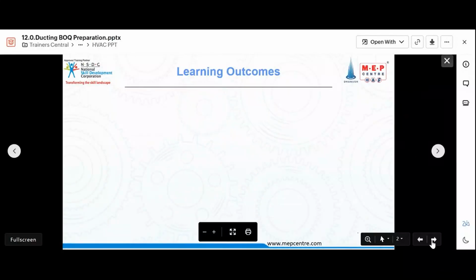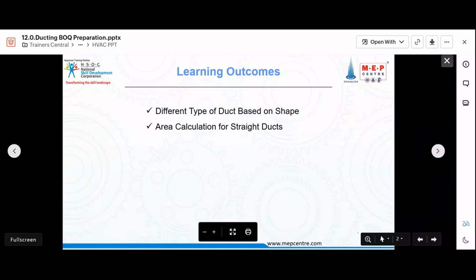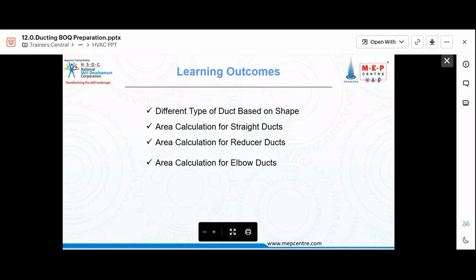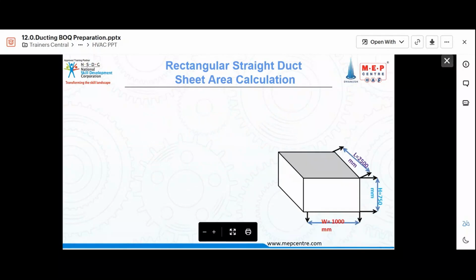So bill of quantity is nothing but to define the material, how many sheets are required for the purpose of fabricating the ducts which we have designed. Here we are discussing area calculations for the straight duct, reducers, elbow, and duct networks.